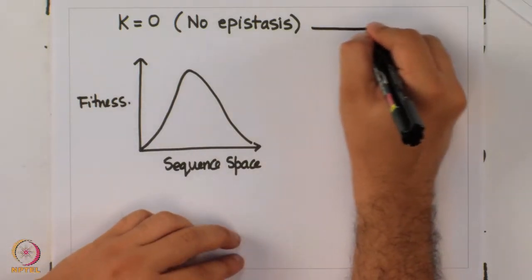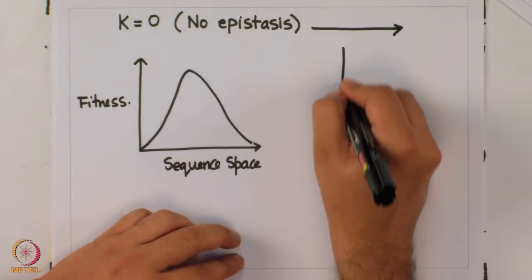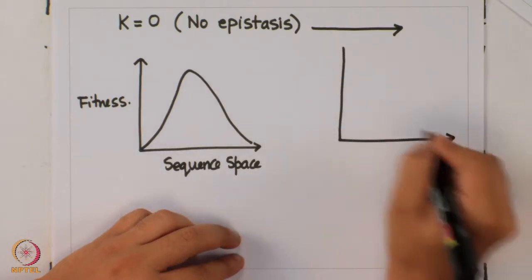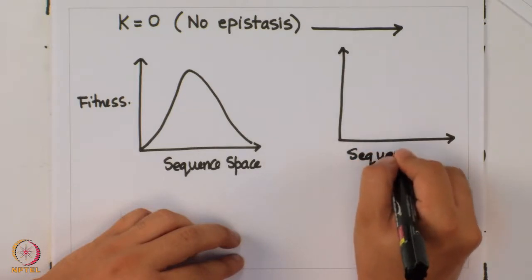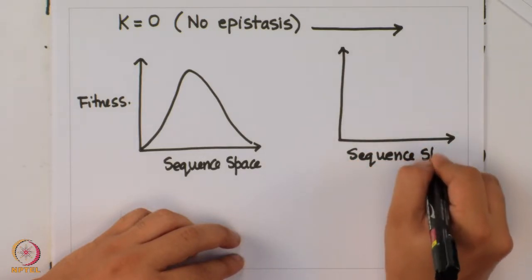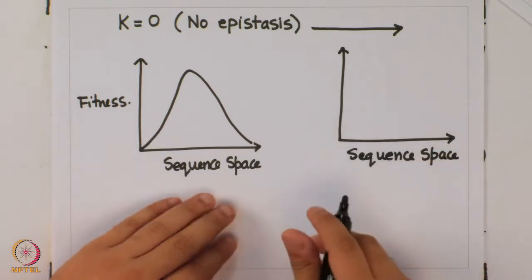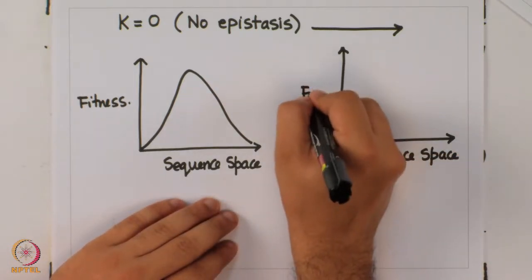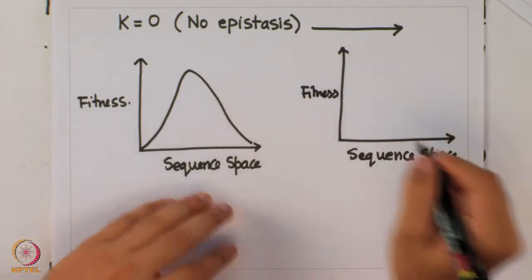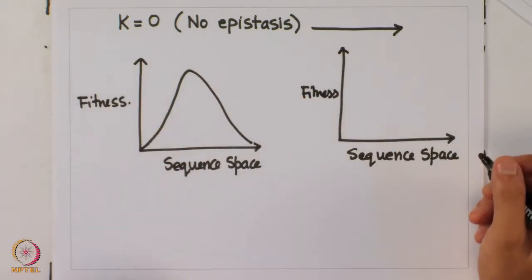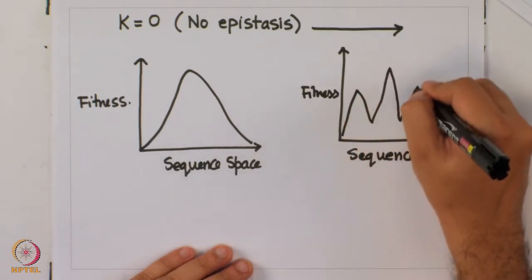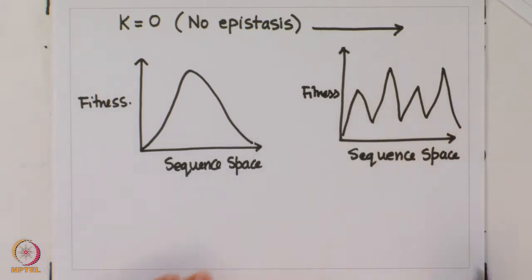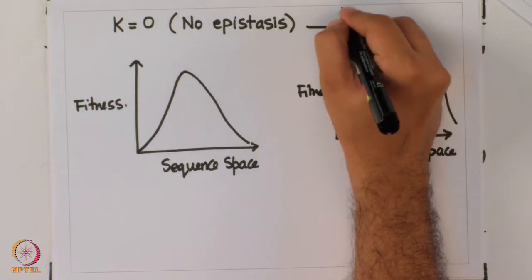As I increase k, as we saw from the slides in the lecture two lectures back, we could have smooth fitness landscapes or rugged fitness landscapes. And as we increase k, as we introduce epistasis into our model, we get into these rugged fitness structures where we have multiple peaks, and this will be the fitness landscape associated with increased value of k.